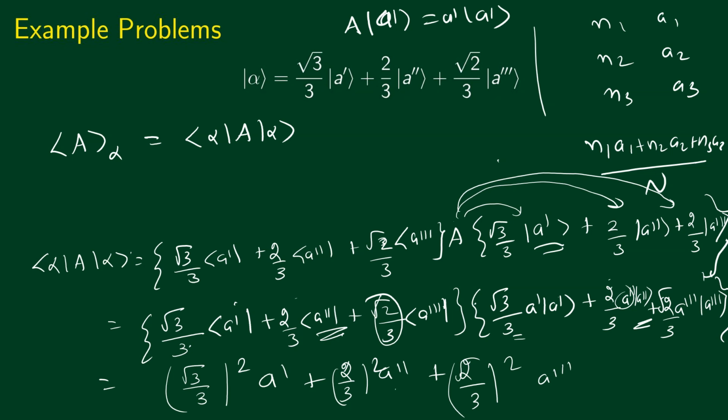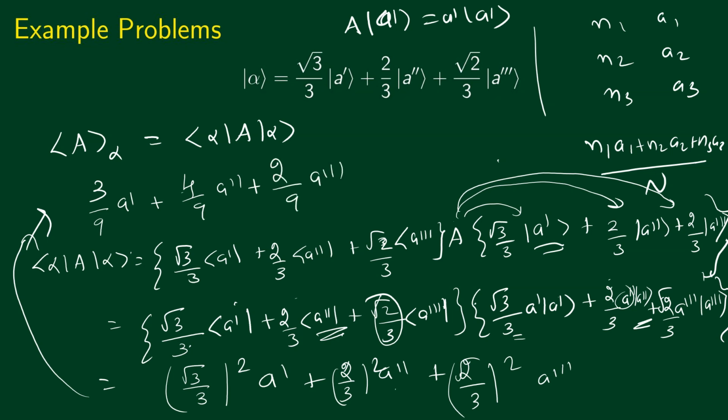So the answer here, if I do this, is simply this. Let me write it here. It is 3 by 9 A prime plus 4 by 9 A double prime plus 2 by 9 A triple prime. That's the average value or the expectation value of A. So this is how we do this.